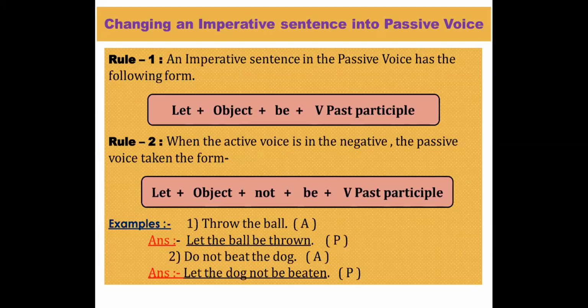When changing imperative into passive voice, what is the structure? Let plus object plus be plus verb past participle. For example, throw the ball becomes let the ball be thrown. When the sentence is negative, how will it change? Let plus object plus not plus be plus verb past participle. That is, do not beat the dog becomes let the dog not be beaten. So here we have completed the topic active voice and passive voice. We will discuss with examples.